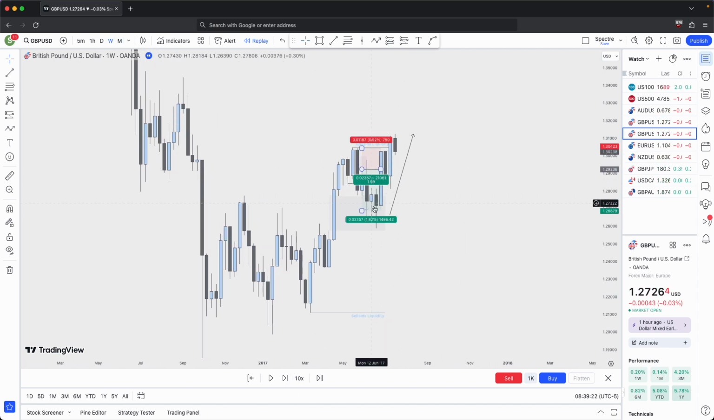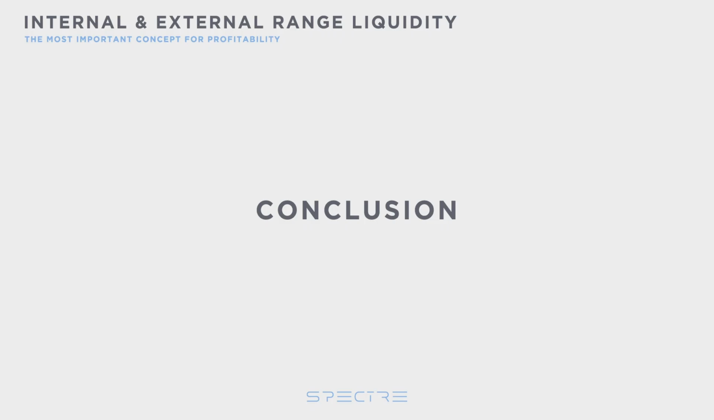It's not as high probability as catching trades from the internal range liquidity to external range liquidity, but that doesn't mean it's still not profitable and you won't make money. You can still do it. External range liquidity to internal range liquidity trades are just not as high probability as internal to external range liquidity trades. And that concludes this lesson on internal and external range liquidity.